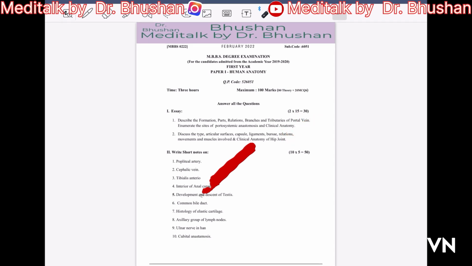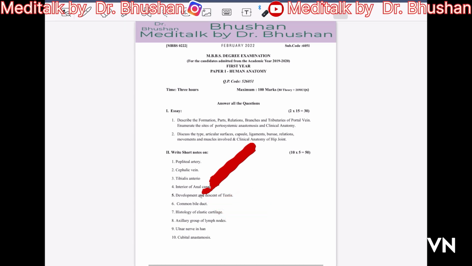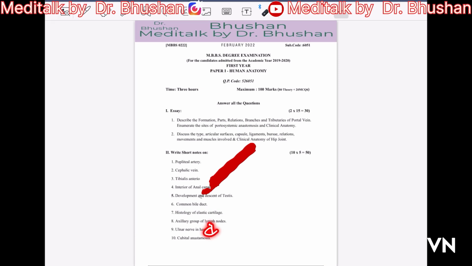Then write short notes on popliteal artery, cephalic vein, tibialis anterior, interior of anal canal, development and descent of testes, common bile duct, histology of elastic cartilage, axillary group of lymph nodes, ulnar nerve in hand and cubital anastomosis.